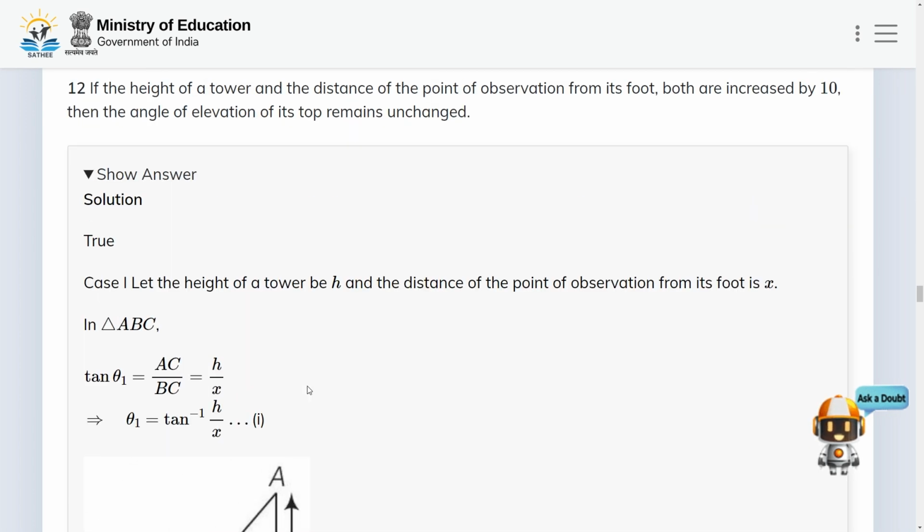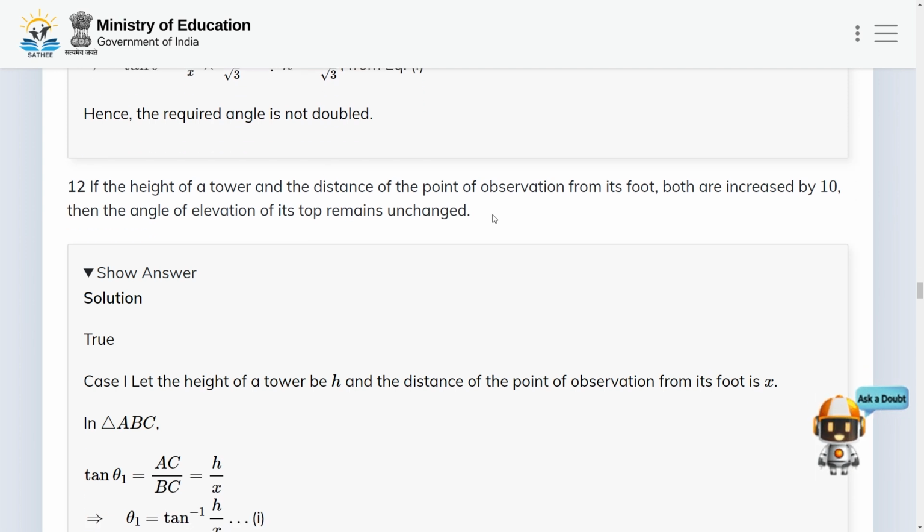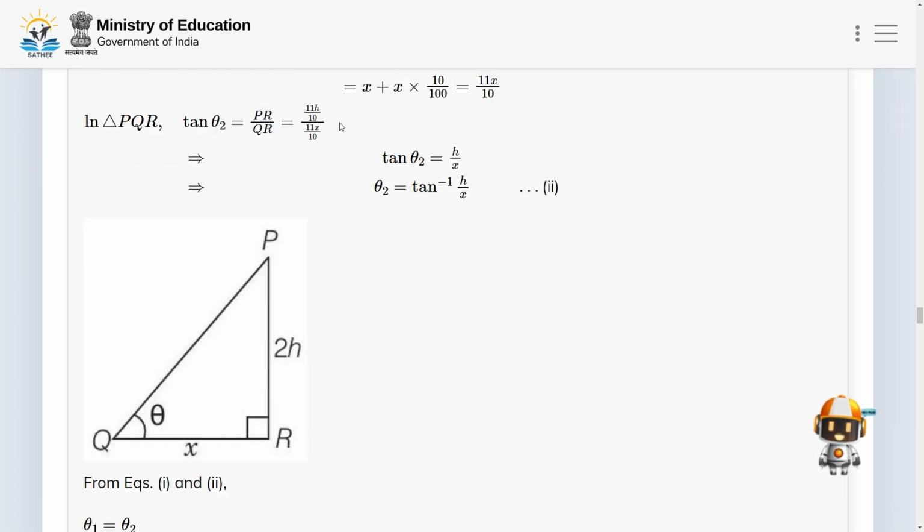So therefore, if the height of a tower and the distance of the point of observation from its foot are both increased by 10%, then the angle of elevation of its top remains unchanged. So the given statement in question number 12 is a true statement. Now let us move to the next section.